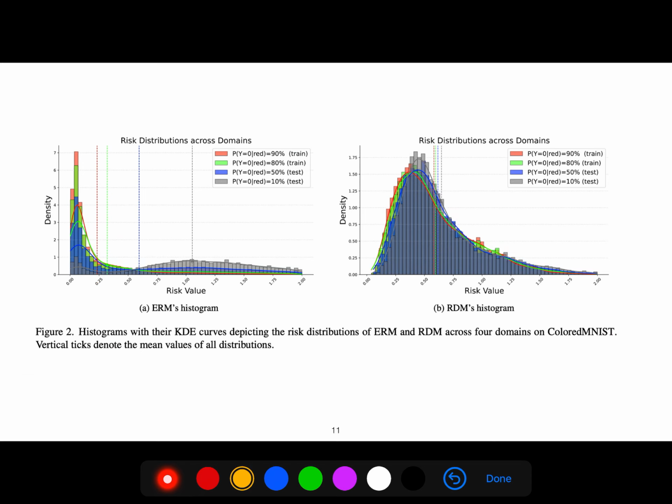So you see the histograms and the KDE curves depicting the risk distributions of ERM and RDM across 4 domains in Colored MNIST.